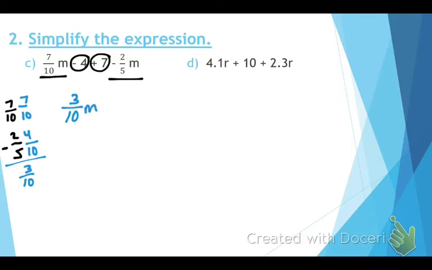And Jalen, now I have to combine my constants. What's negative 4 plus 7? Okay, negative 3. Did you take the sign of the larger number? No. So what should it be instead of negative 3? Positive 3. Very good. So we've got 3/10 m plus 3. I'd like you guys to do problem D on your own.